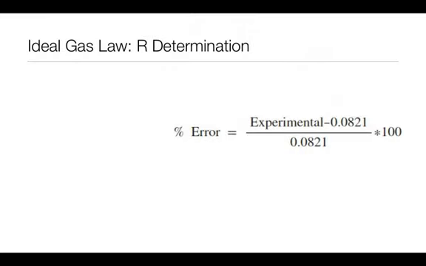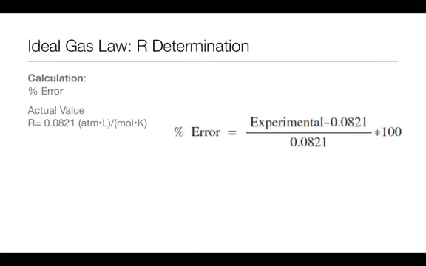The last thing that you're going to do is calculate your percent error. Now, what we want to do is simply see how far off you are from the actual value. The actual value is 0.0821, and the units for this are atmosphere liters divided by mole kelvins. Now, it seems like a very unwieldy unit, but you will see later on why it's important to have that unit.